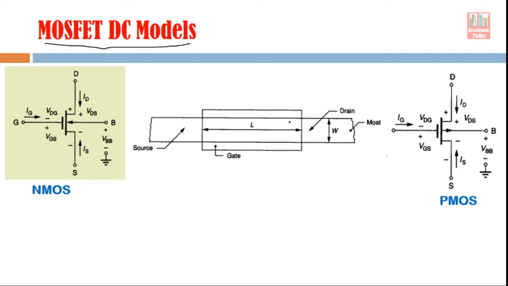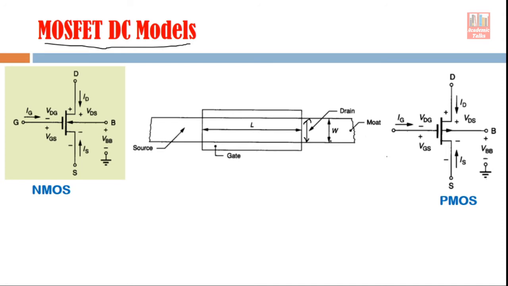If you look at the device from the top side, the structure is something like this. Drain is on this side, source is on this side, and the channel is here. This dimension, L, is the length of the channel, the distance between source and drain. And for the gate, if you see its masking, the dimensions are a little bigger, but the actual width of the channel is from here to here. This is the actual width, and it is indicated here.